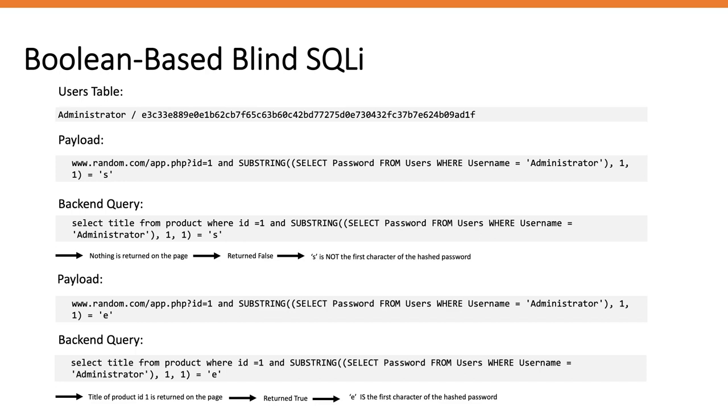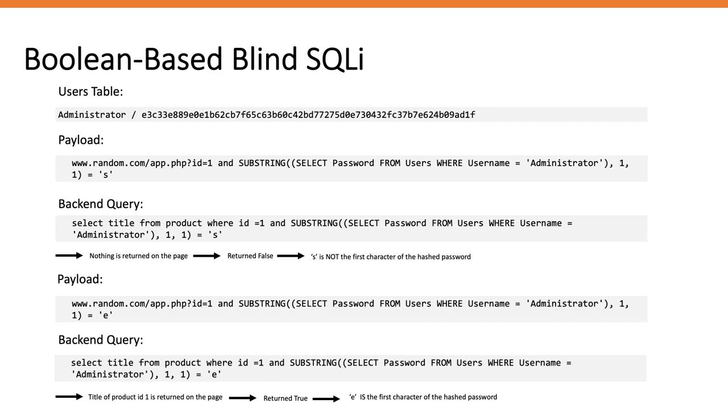Once you get a true result, that means you discovered what the character is, which is E over here. And then you move on to the next one, and you loop through the alphanumeric characters until you get another true statement, which means you discovered what this character is. Again, you loop through all the alphanumeric characters until you discover what this character is, and so on until you output the entire string of the hashed password. And this could take thousands of requests.